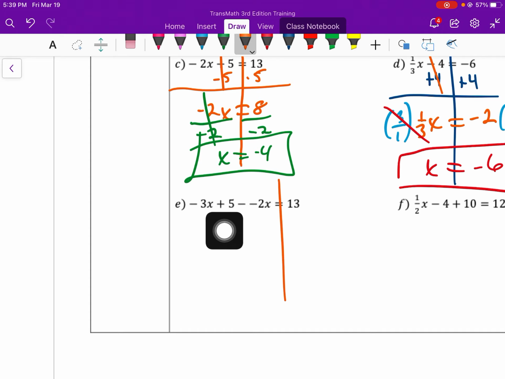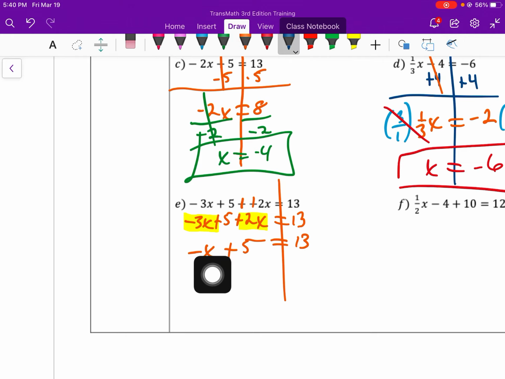All right, now on the same side of an equation like we have on the left, we can combine like terms and simplify, then solve for x. So let's do that. We do have some like terms, but first I'm going to rewrite it as negative 3x plus 5 minus a negative is the same as adding the opposite, or adding 2x equals 13. Now I'm going to combine like terms, which I have some right here. Negative 3x plus 2x, we would want the difference. So the difference is going to be negative 1x, or just negative x, plus 5 equals 13.